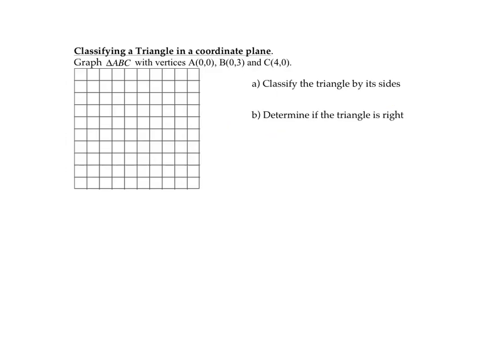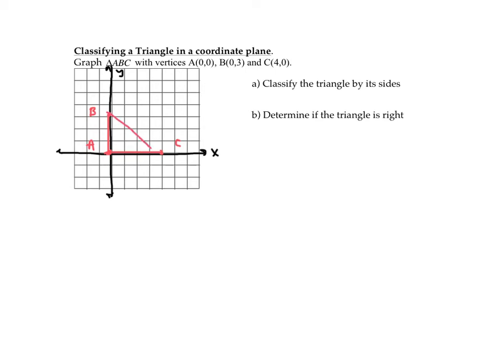So sometimes we're asked to classify a triangle by graphing it. So here we're asked to graph triangle ABC with vertices at A (0, 0), point B at (0, 3), and point C at (4, 0). So first start by drawing your y-axis and your x-axis. And then we'll plot our points. A is at (0, 0), B is at (0, 3), so 0 for x but 3 for y, so that's why it's up here. And then point C is at (4, 0), so come back to the origin, go 1, 2, 3, 4 to the right, and there's our point C.